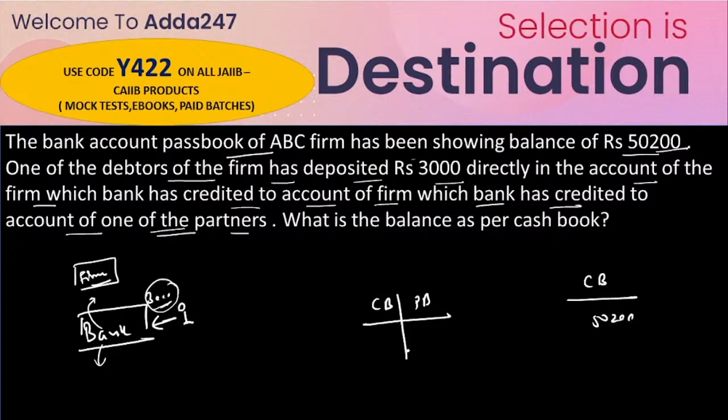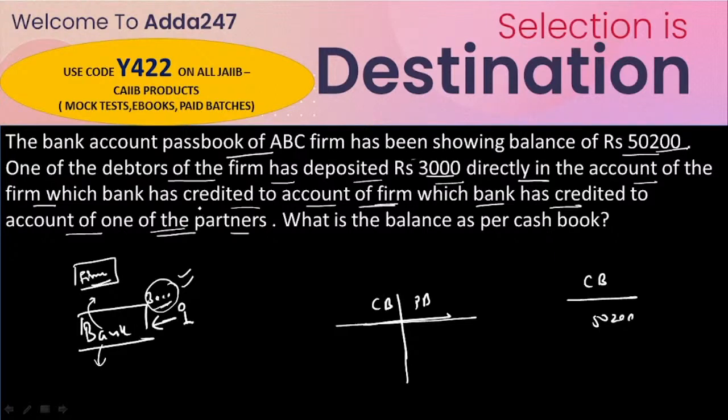So look, in this transaction, what exactly is happening? Listen, the firm's account manager is also not aware of this 3000 rupees transaction. Because here it is mentioned that a debtor of the firm has deposited this money directly in the account of the firm. So this implies that the firm's account manager is not aware of this transaction.